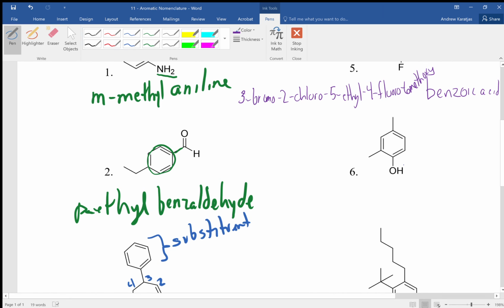Alright, for number 6, again, we're going to use the phenol as our root name based on the alcohol. And we can number it this way. So we have 2,4-dimethyl phenol.